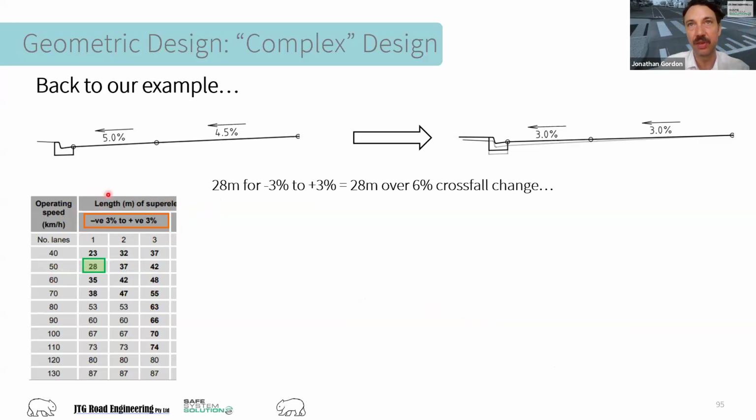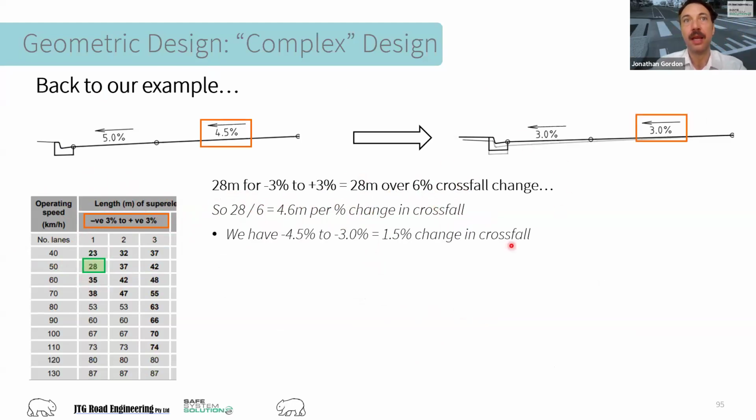So this table gets a little bit tricky like that. But when we try and reduce this 28 meters down to what it means for our site, we're saying that 28 divided by the 6 is 4.6 meters per percentage change in crossfall. And in our project, we've got a 1.5% change. So that's 1.5 times 4.6, which is only 7 meters. And that's a big sigh of relief from our project engineers, realizing that it's not a huge shift.